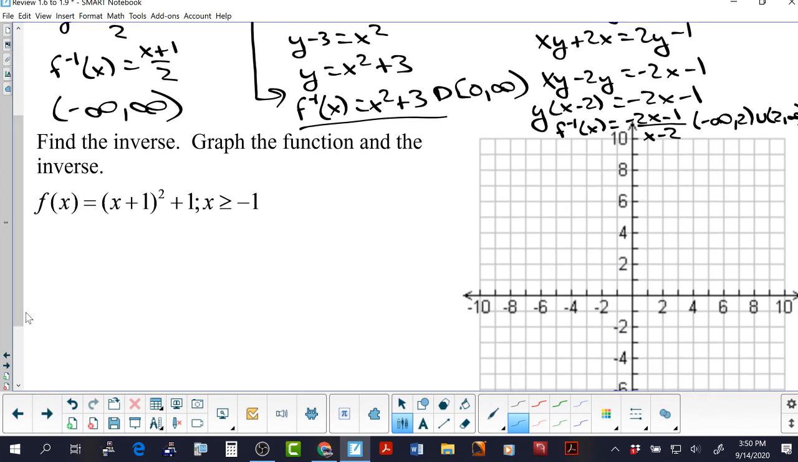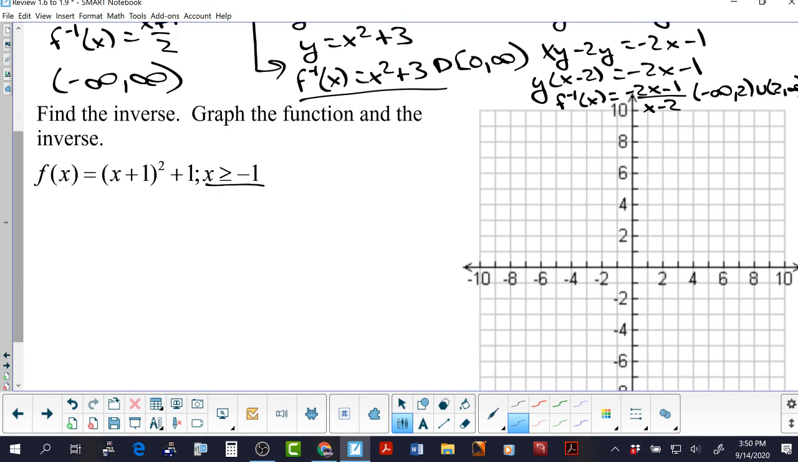Find the inverse, graph the function, and the inverse. Let's graph the inverse first. And I notice that x has to be greater than or equal to negative 1. And for the parabola, we've gone left 1 and up 1. So over 1, up 1, over 2, 2 squared is 4, 3 squared is 9. So there's half of that parabola.